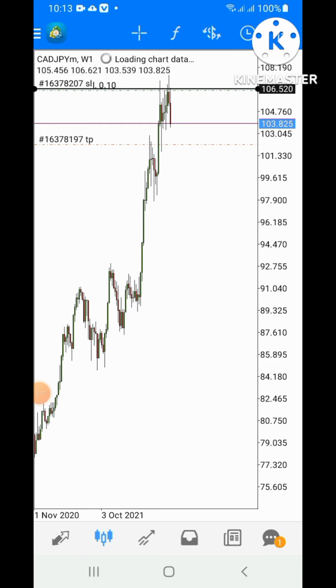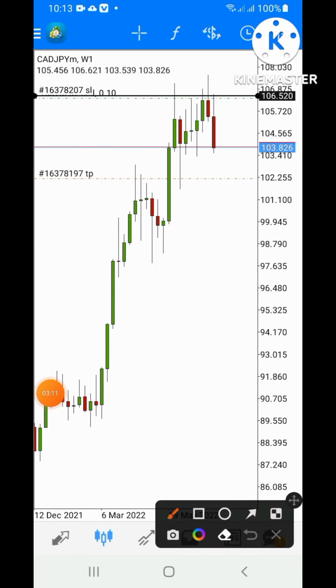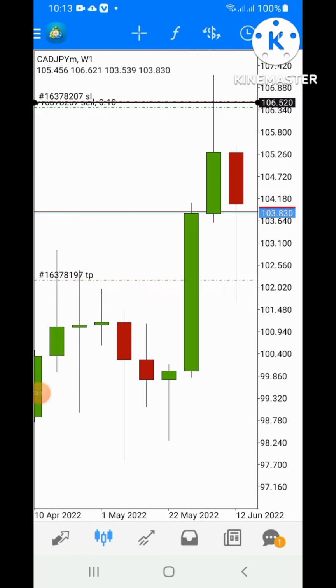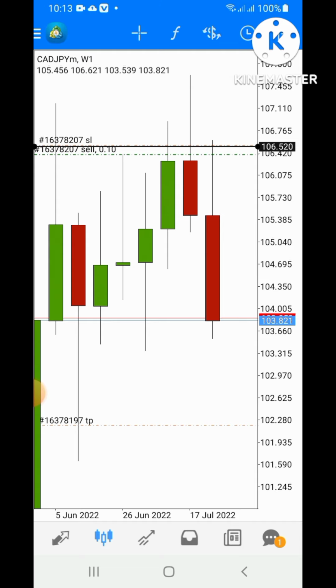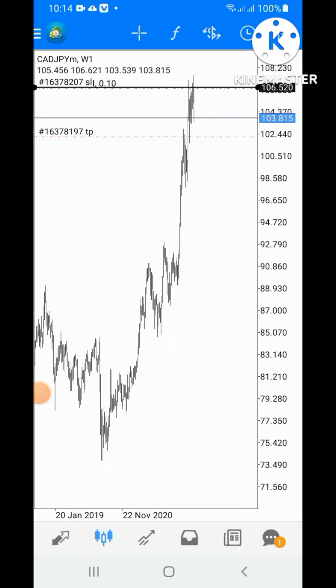Now we come to weekly. Look at the weekly, what really happened there. You see that when price reached this point, we had a nice rejection candle. What does that nice rejection candle represent? It represents that the sellers are strong in the market. Okay, that is what you've seen about the weekly.